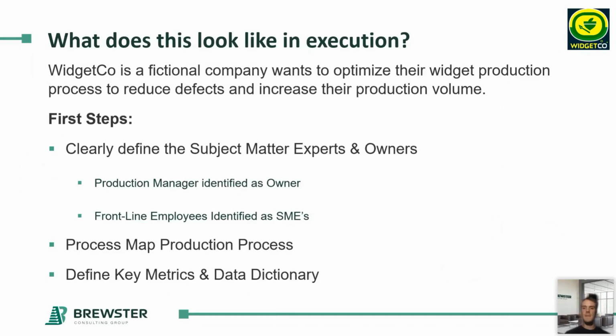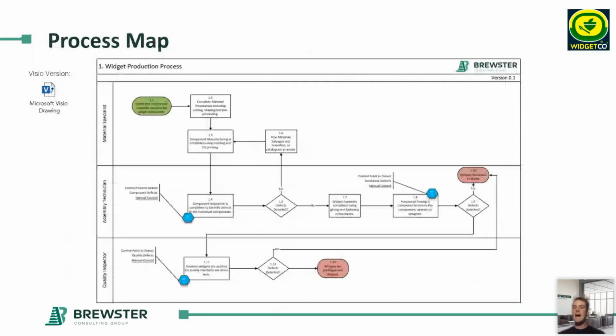Okay, so let's take a look at a process map. If you've never seen one before, what we do at Brewster Consulting Group is put the responsible parties as the swim lanes. So material specialist, assembly technician, quality inspector in this specific example. Then we overlay the process on top of that to show what the process is and who's responsible for it. You can see in our example here, it starts with the material specialist selecting and acquiring the raw materials required for the widget production, and it ends with either the widgets being packaged and shipped or the waste discarded.